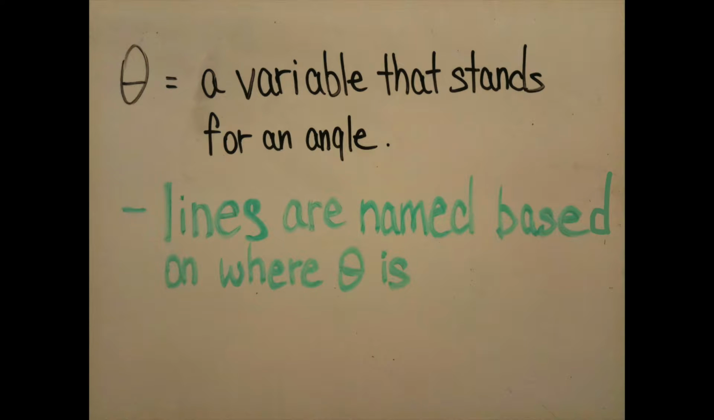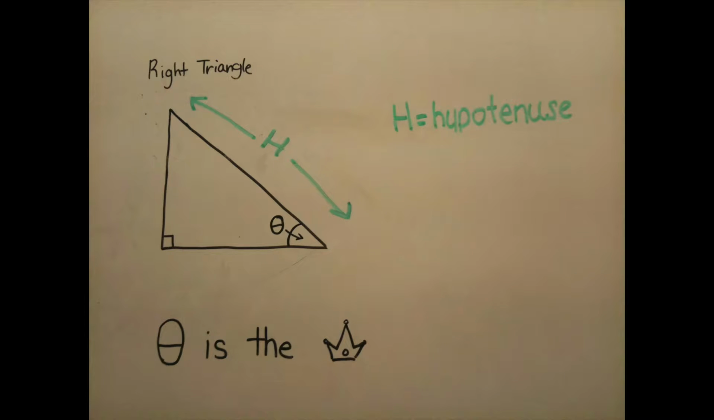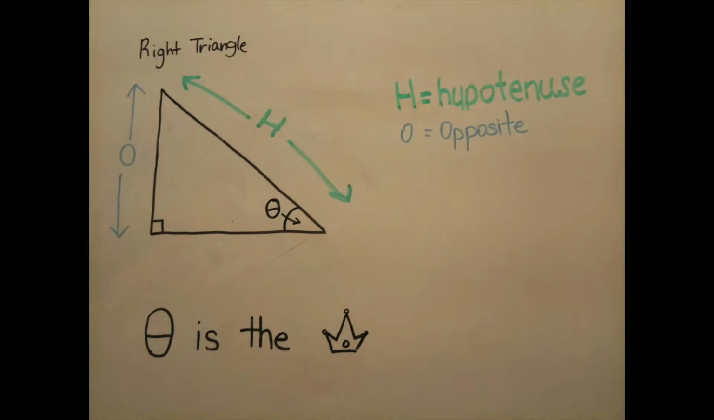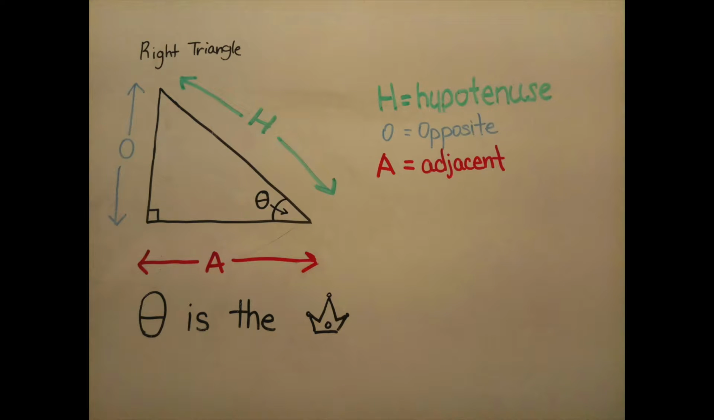First of all, each side of a right triangle has a name. Hypotenuse is the longest line of the triangle. Opposite is the line that is not attached to the theta angle, or it is on the opposite side of theta, and adjacent is the shorter line that is attached to theta.